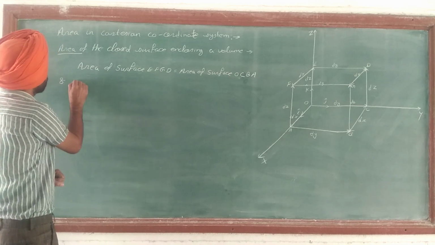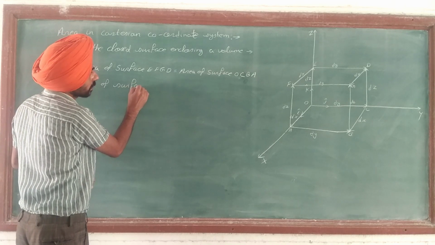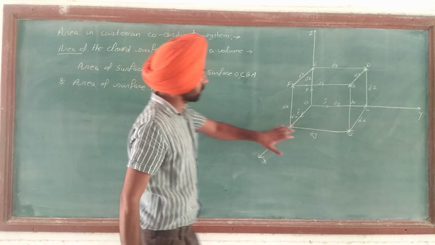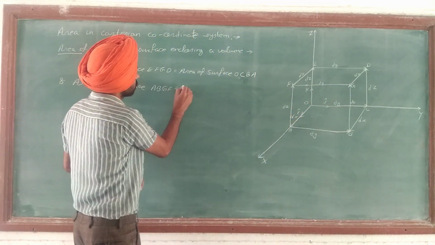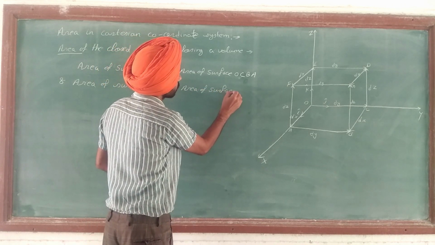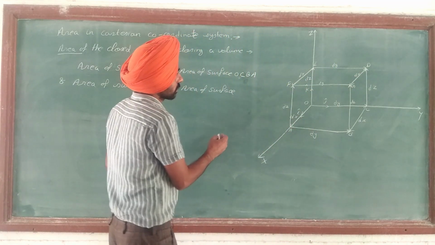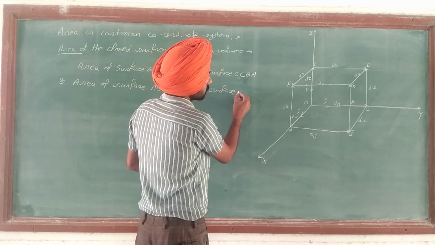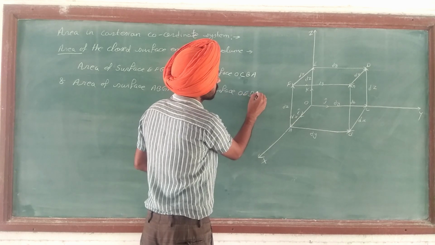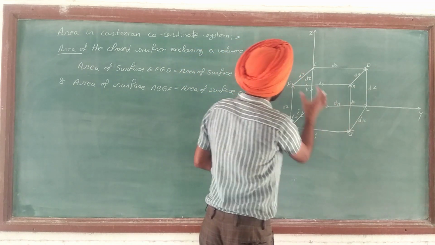So area of surface ABGF, this is ABGF equal to area of surface this back face. So this back face is OEDC, and now we are talking about this face and this face.